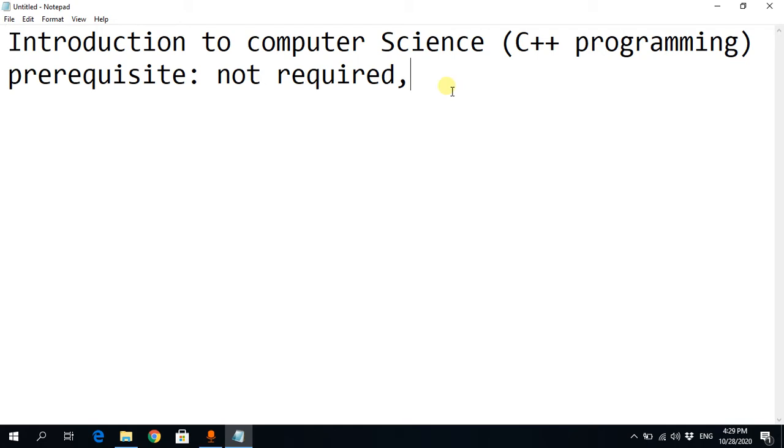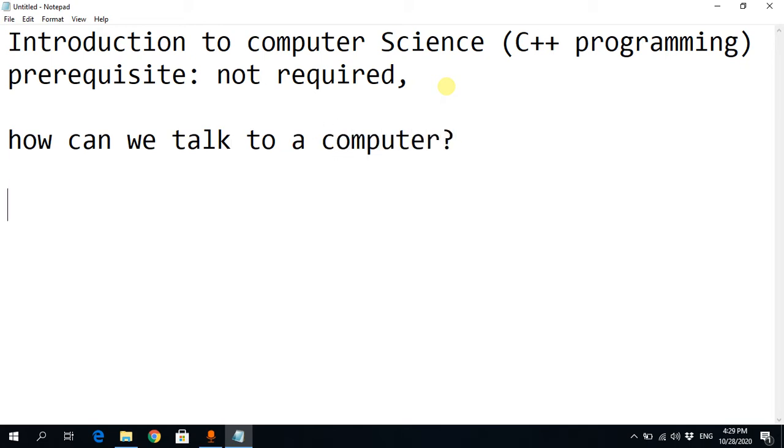So the first question is, how can we talk to a computer? And that is really a very interesting question. How can we talk to a computer? Because to talk to a computer, we need to understand the computer's language. So we need to know what the computer's language is.